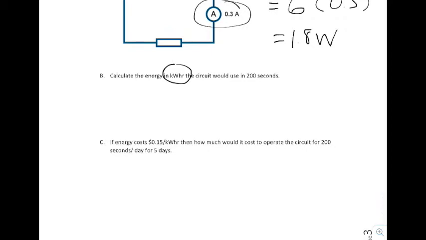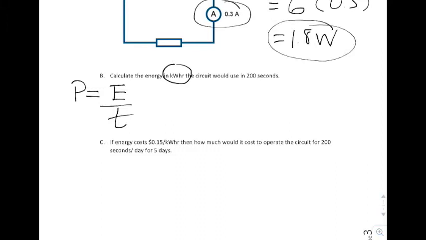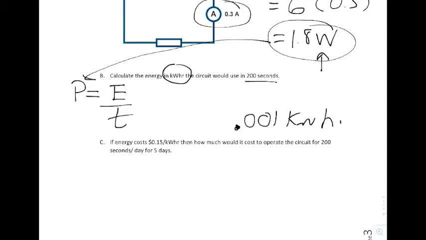So the other equation that you have for power is power equals energy divided by time. When you have energy divided by time, you can plug in your value for power and your value for time, making sure you convert to kilowatts and that you convert to hours. If you do this correctly, you should end up with something like 0.001 kilowatt hours. Okay, it's a very, very small amount.